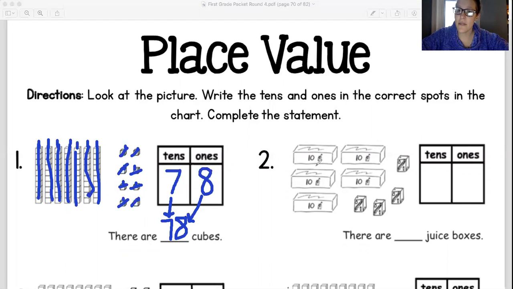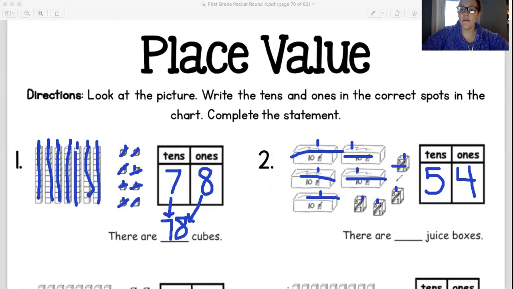Number 2, let's count how many groups of 10 we have: 1, 2, 3, 4, 5. 5 groups of 10. Let's count our ones: 1, 2, 3, 4. 5 tens and 4 ones. So let's count how many we have all together. Let's fill our statement: there are blank juice boxes. So we have 10, 20, 30, 40, 50, 51, 52, 53, 54.